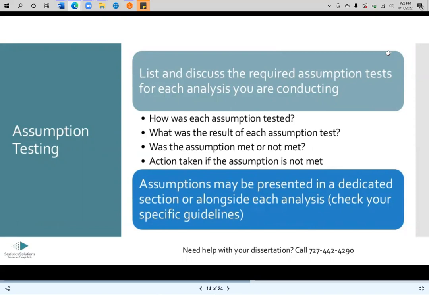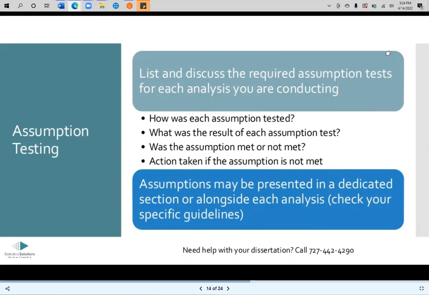So you may want to have a section before you get into your results that talks specifically about assumptions testing. And again, different schools will have different requirements or suggestions for how to organize this. Sometimes they want you to present the assumptions all in their own section, or it may also be acceptable to just present them for each test as you present that test. But regardless, for each test that you're doing, you will want to list and discuss the required assumptions for that test for that particular analysis.